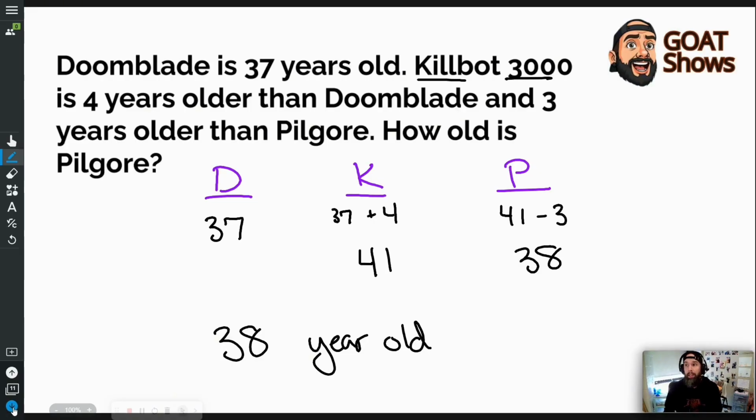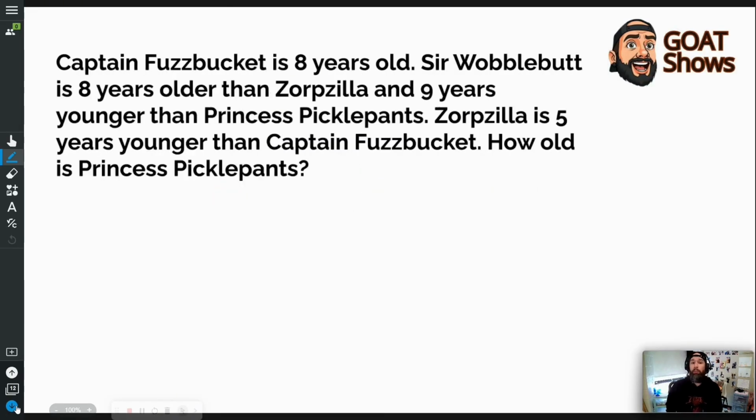Tricky. It gets worse. Captain Fuzzbucket is 8 years old. Sir Wobblebutt is 8 years older than Zorpzilla and 9 years younger than Princess Picklepants. These are all real people. These are all friends of mine. Zorpzilla is 5 years younger than Captain Fuzzbucket. How old is Princess Picklepants?